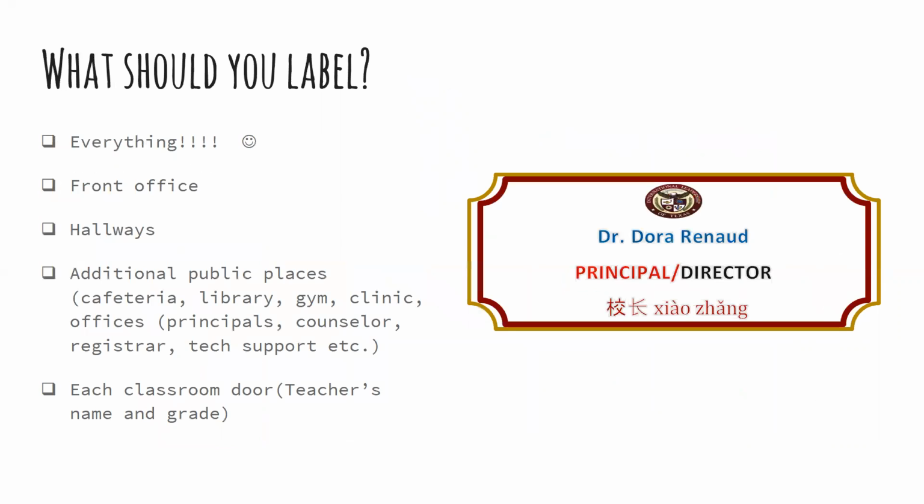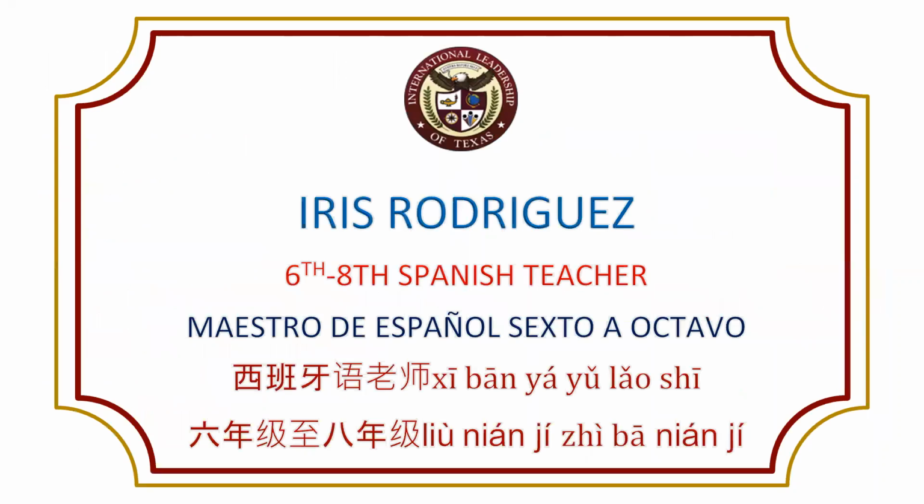So what should you label? You should label as much as you can and change them out as often as possible. From the front office to common areas like the gym or the clinic or the cafeteria, to the offices for the principals, as well as labels outside of the classroom detailing the name of the teacher and their assignment, and these should also be in Spanish, English, and Chinese.